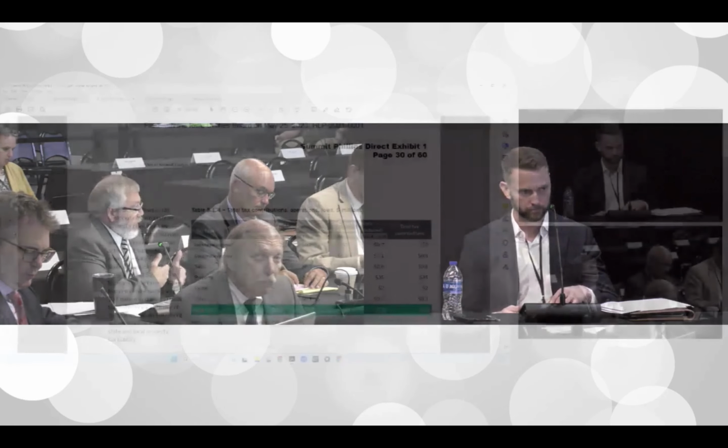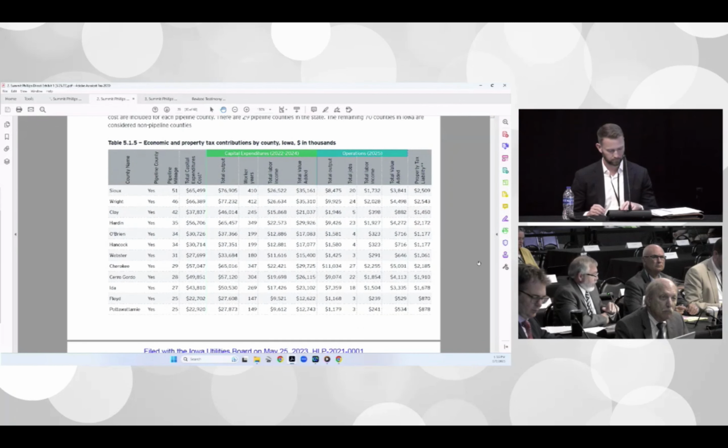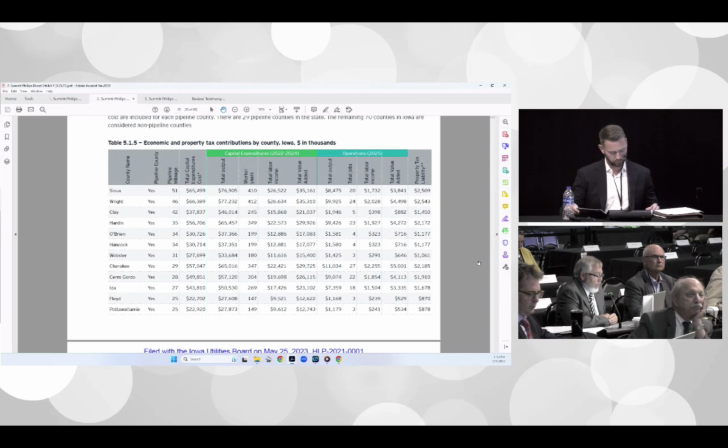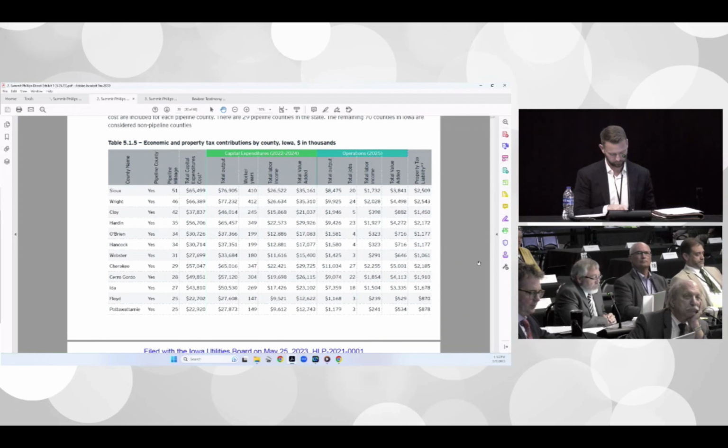If we can turn to page 30 of Exhibit 1, I want to drill down into the line in Table 5.1.5, where you're talking about how this is going to impact Hardin County. And I apologize if some of these questions are a little redundant, but there's some terms on these columns. I want to make sure I understand what they mean and help the folks in Hardin County and the board here understand what they mean.